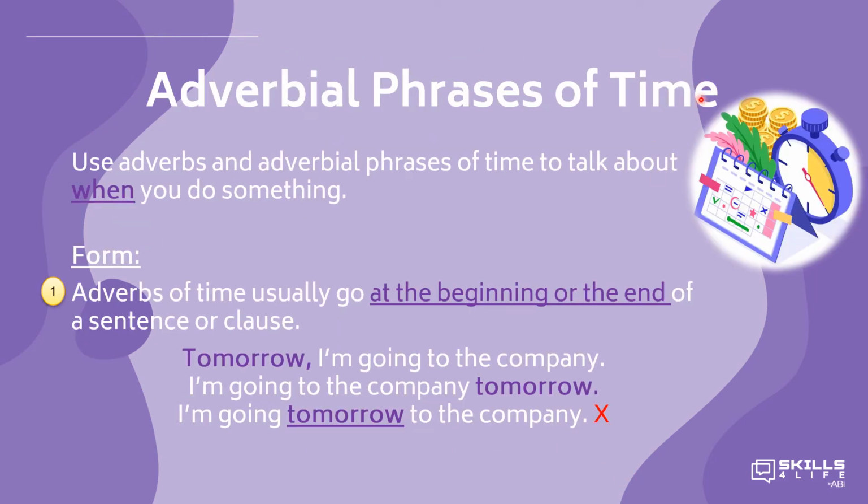Next, we have adverbial phrases of time. They help us to talk about when you do something. Some important things we need to take into account is that adverbs of time usually go at the beginning or at the end of a sentence or clause. For example, tomorrow I'm going to the company. I'm going to the company tomorrow. These are both correct sentences. I'm going tomorrow to the company is incorrect.